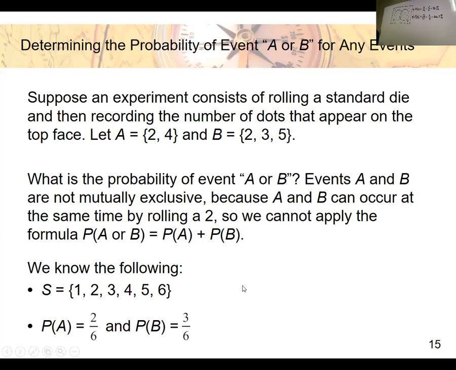All right, now we have the sample space of 1, 2, 3, 4, 5, and 6. The probability of event A would be, of course, 2 over 6, because if you look at event A, a 2 and a 4, those are 2 possibilities out of a die that has 6 faces. And probability of event B, that's 3 out of 6. There's only 3 numbers out of all 6 on the fair die.